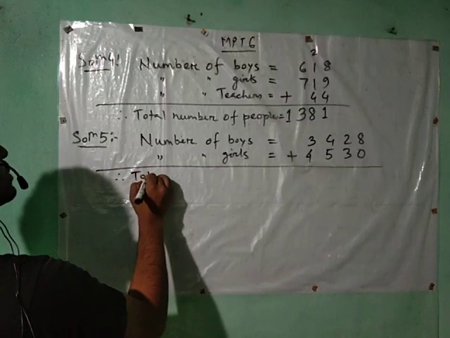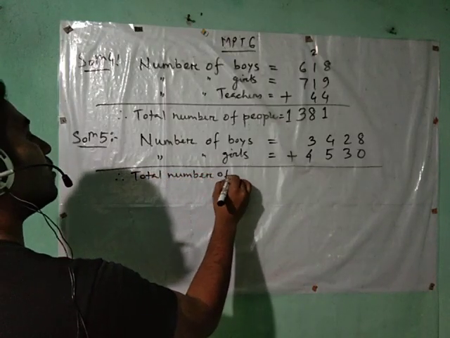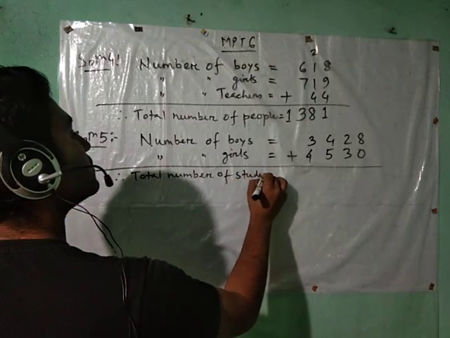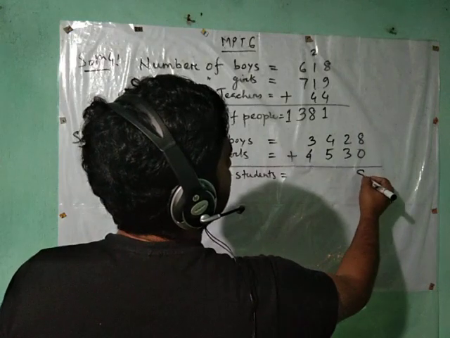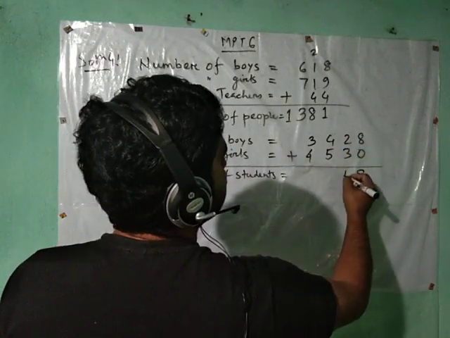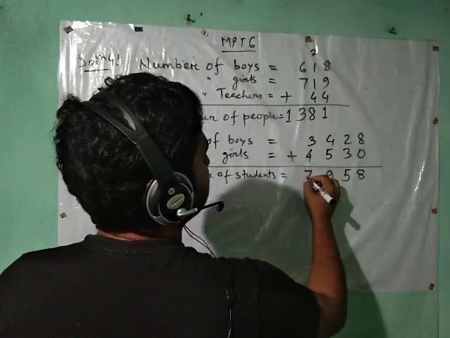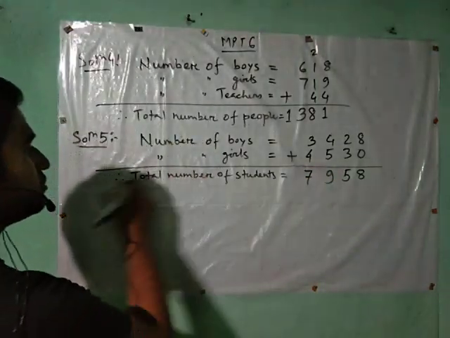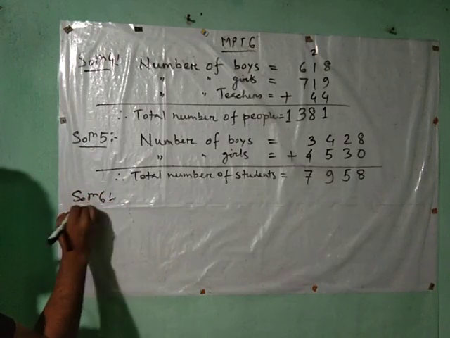Therefore, total number of students equals to, add them. 8 plus 0, 8. 2 plus 3, 5. 4 plus 5, 9. 5, 3 plus 4, 7. So this will be your answer. Now move to solution number 6.